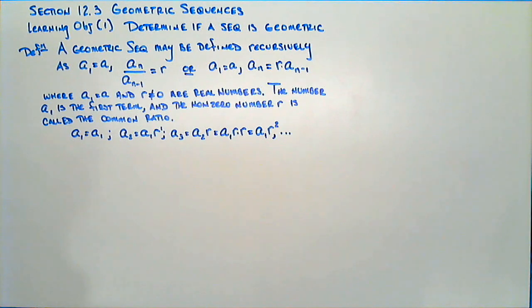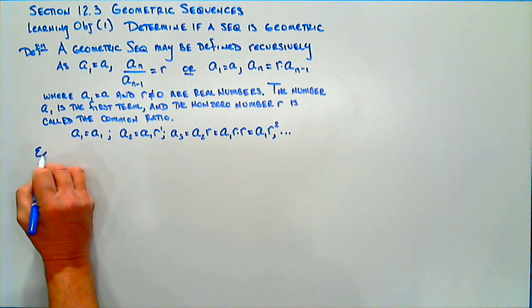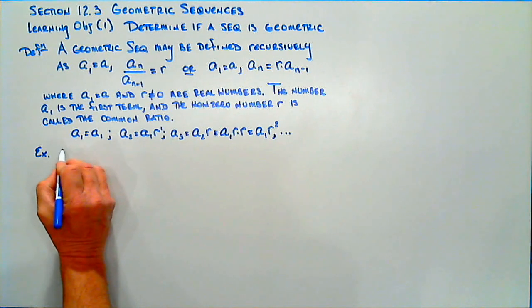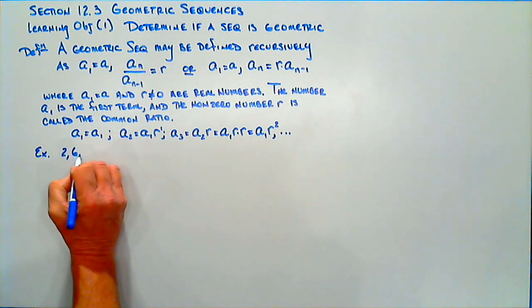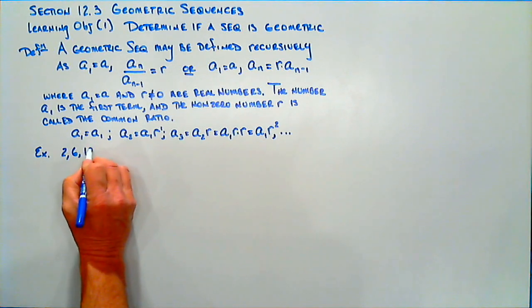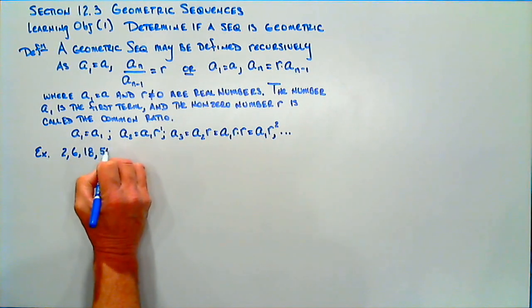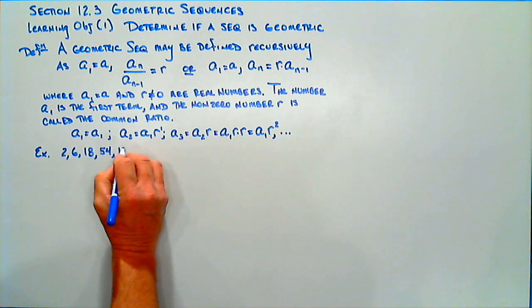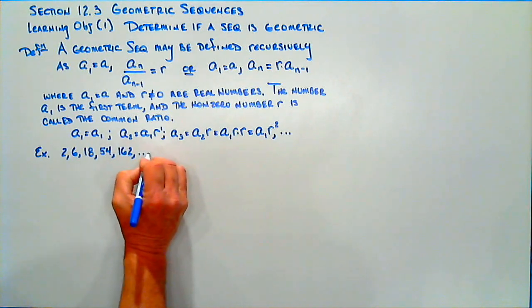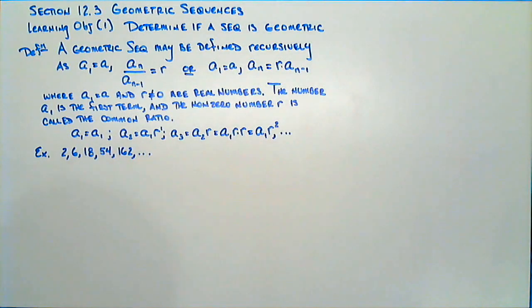I apologize for that. So, what would a question like that look like that started out like this? Well, they could give us a problem that looks something like this: 2, and then 6, and then 18, and then 54, and then 162, and on and on and on.